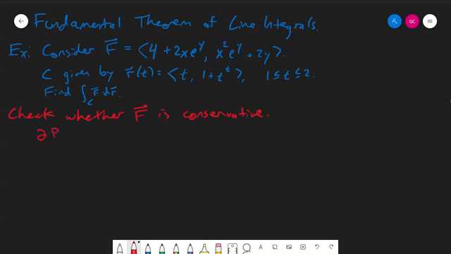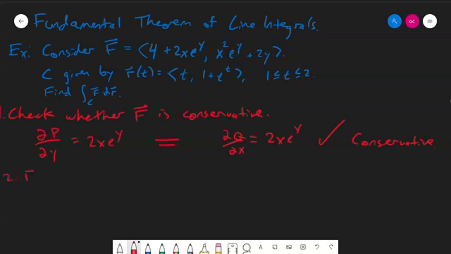So remember, we were going to compare the partial of the first component with respect to y to the partial of the second component with respect to x. Partial of the first one with respect to y comes out to just be 2x e to the y. And the partial of q with respect to x is also 2x e to the y. So yes, it is indeed a conservative vector field. So that was our first step.